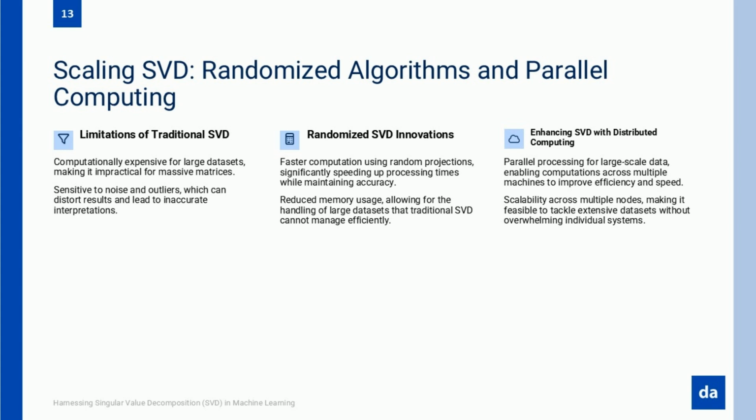What if I told you that by deliberately introducing randomness and probability into the equation, we could accelerate SVD calculations by up to 100 times while maintaining nearly identical results?